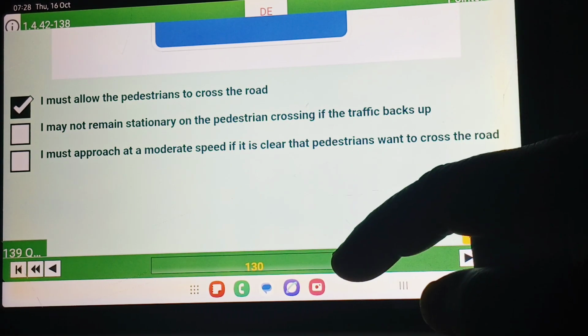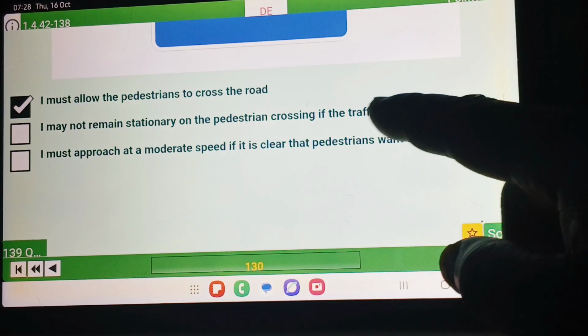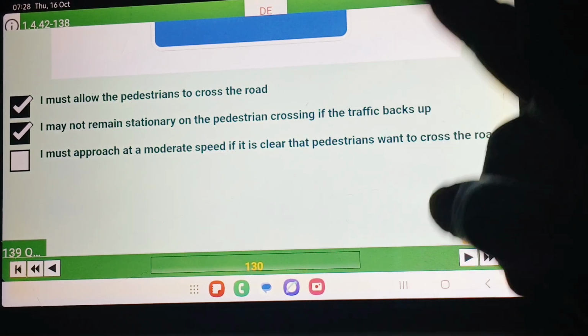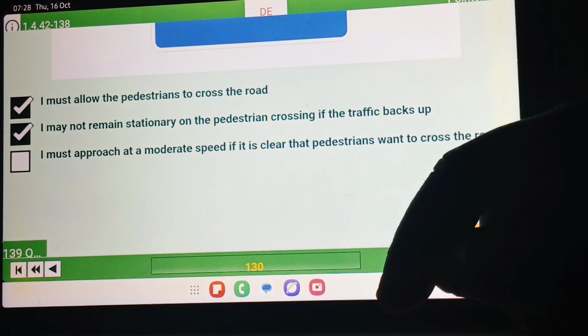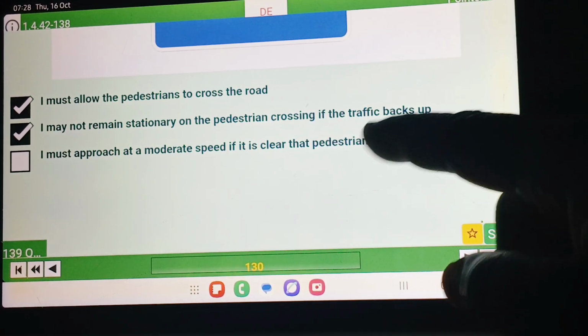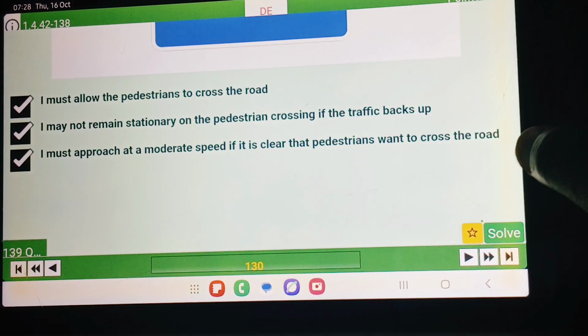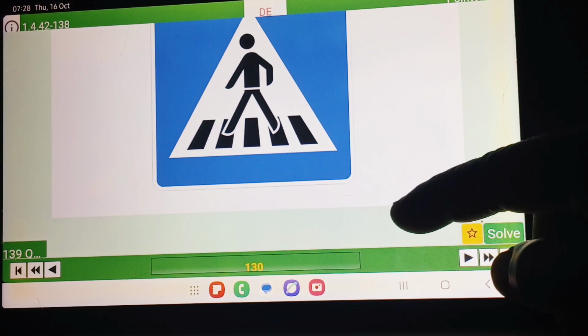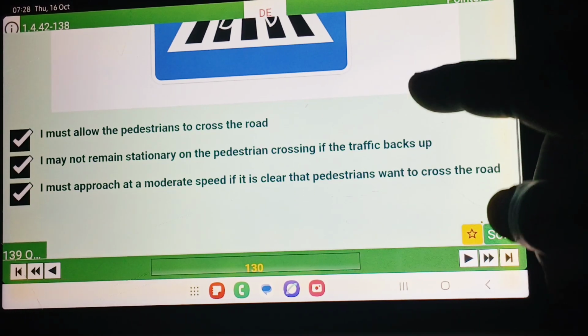I may not remain stationary. Don't stop, okay? Even though there's traffic, make sure you do not stop on the pedestrian crossing. Approach at a moderate speed. If people want to cross, reduce your speed. Watch out, allow them to cross, okay?